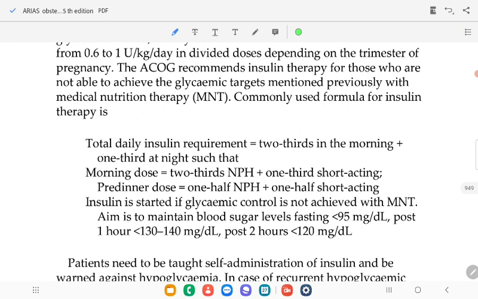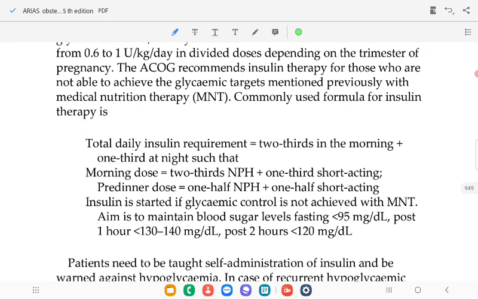and divide the total daily dose into 2/3 in the morning and 1/3 in the night. Out of the 2/3 morning dose, you have to divide again: 2/3 to NPH and 1/3 to short acting. And in the pre-dinner dose, half NPH and half short acting. Insulin is started if glycemic control is not achieved with MNT.